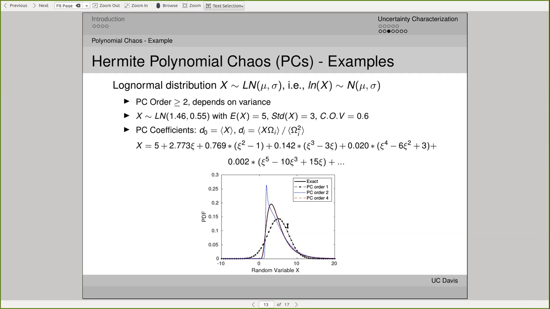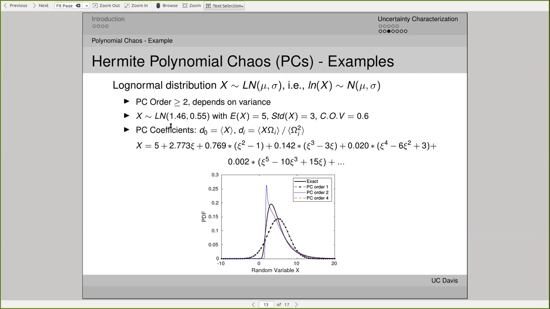Also, let's move to the log normal distribution. The log normal distribution is non-Gaussian, and for any non-Gaussian distribution, you need at least a PC order 2 or above to quantify the non-Gaussianity, and it also depends on the variance of your distribution. Generally, if you have a higher variance, you need to go to a higher order.